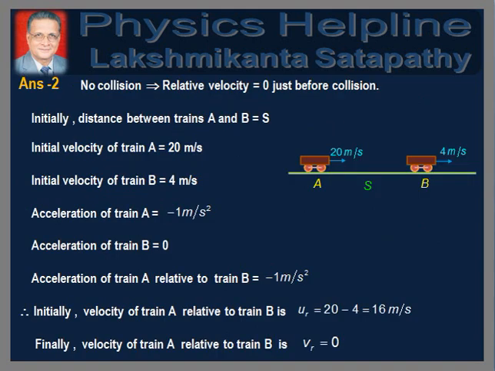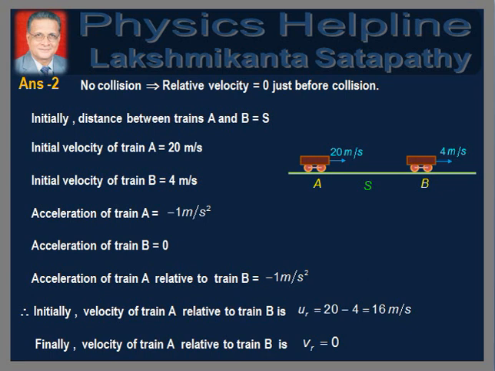Now, we will solve the problem in question 2. The situation is shown in the figure. We will use the following concept to solve this problem. There will be no collision if the relative velocity of the two trains becomes 0 just before collision.